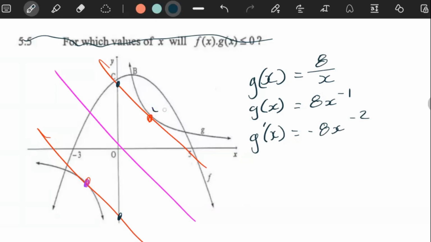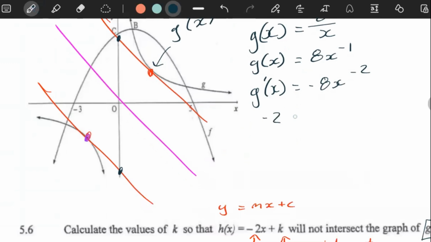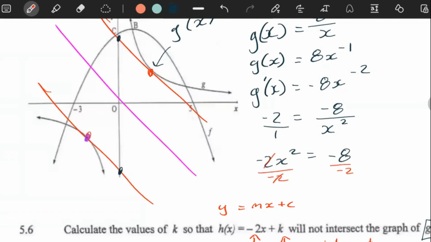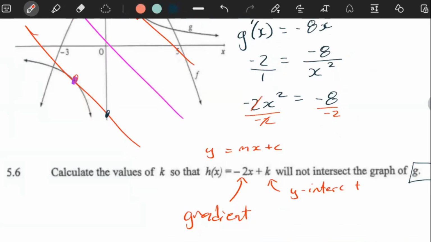Now what we know is that here the gradient is equal to negative 2. So we can work out what the x value is. Where we see the gradient, we can put negative 2 and then solve for x. Solving for x, we can take the x to the power of negative 1 down under the 8. From here, we can cross multiply and solve for x. It's going to give us negative 2x squared equals negative 8. Then we can divide both sides by negative 2. X squared is equal to 4.